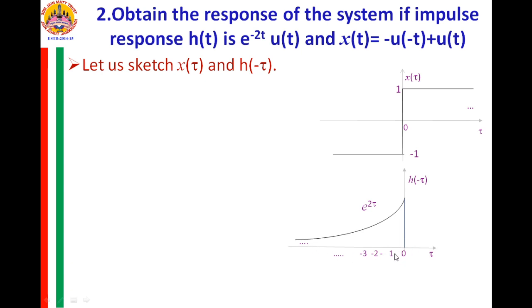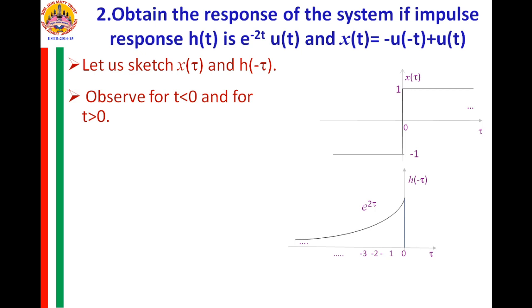Now what is your observation of overlap? Now the left hand and right hand are clear because the left hand of x of tau is minus infinity and that of h of tau is 0, so the left hand is minus infinity, and the right hand of both of these is infinity, so the right hand is also infinity.